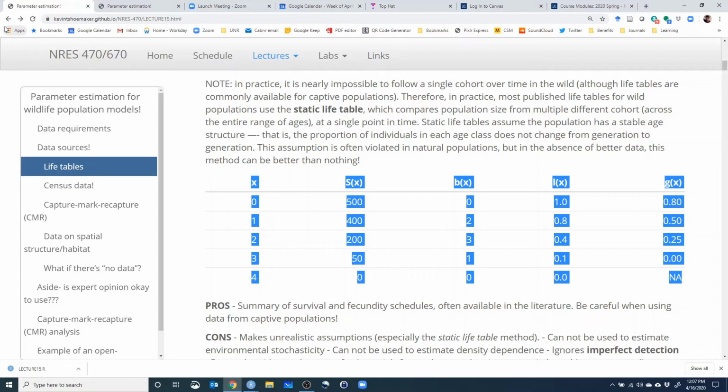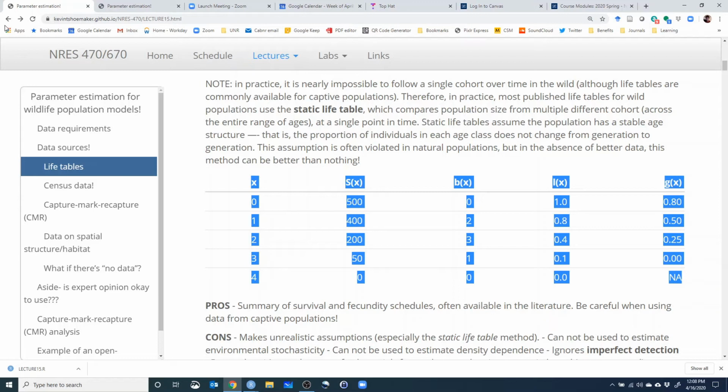So if we assume stable age distribution, we can then reconstruct what the survival rate should be, and so on and so forth. And we can basically construct a life table that way and get a survivorship and fecundity schedule for the population, which is great, but it's kind of fraught because the problem is this assumption that a population's at stable age distribution is often violated in natural populations. It's not true almost universally for almost any population.